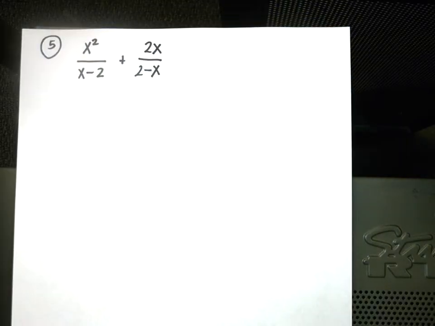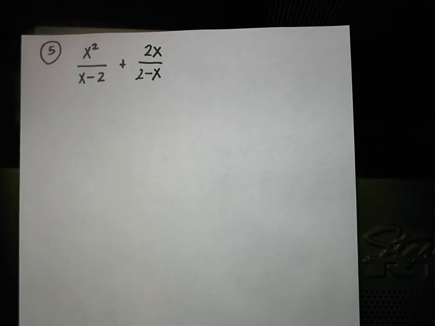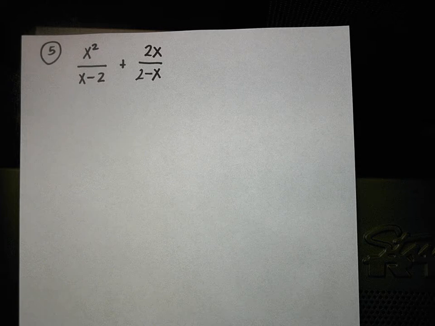Okay, notice here on number 5 that there's no equal sign. So we're not solving for x. We don't care about extraneous solutions. We just want to combine these so that they're one fraction. The only time we're solving is when there's an equal sign. There is no equal sign.